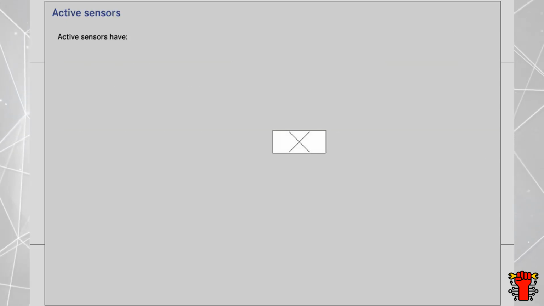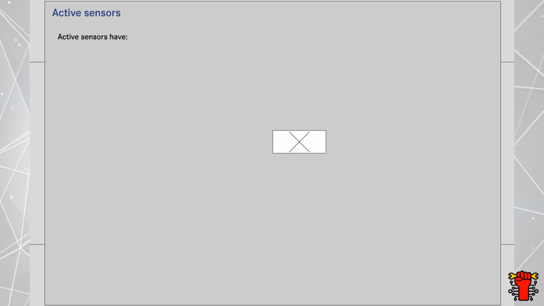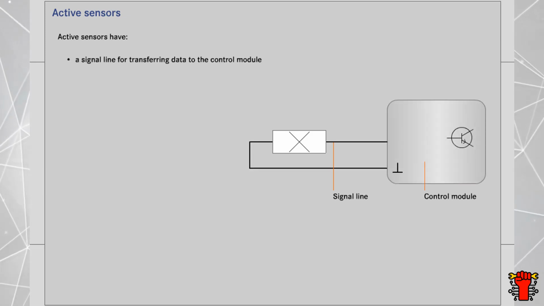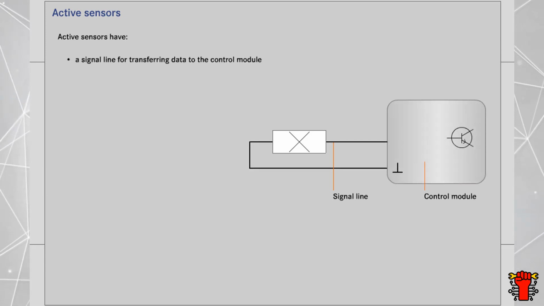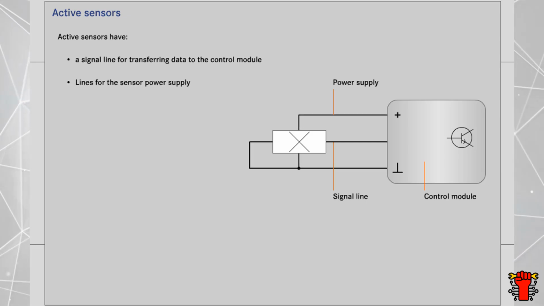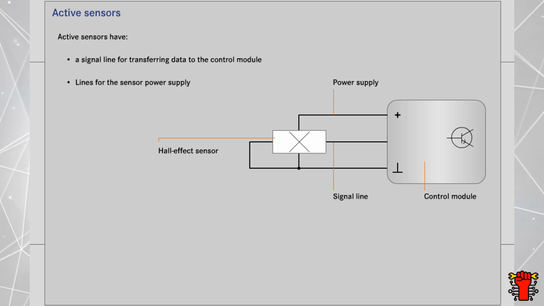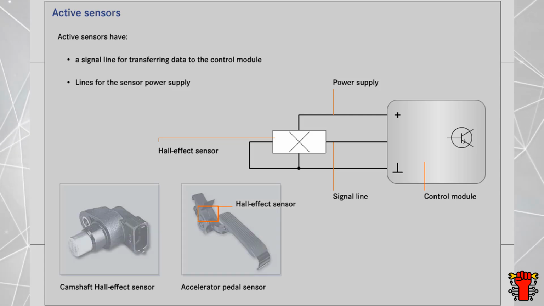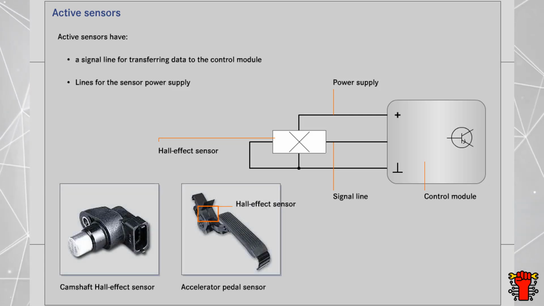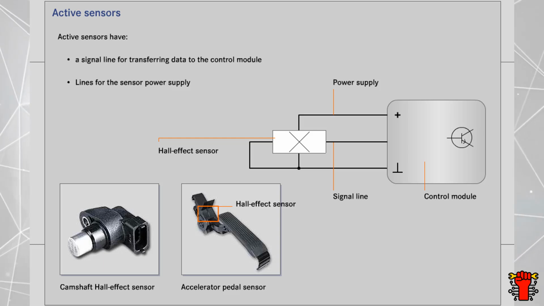In addition to passive sensors, there are also active sensors. You can recognize these because in addition to the signal line to the control module, they also have additional lines for power supply. Many of these active sensors are Hall effect types. They include, for example, the camshaft Hall effect sensor and the accelerator pedal position sensor.